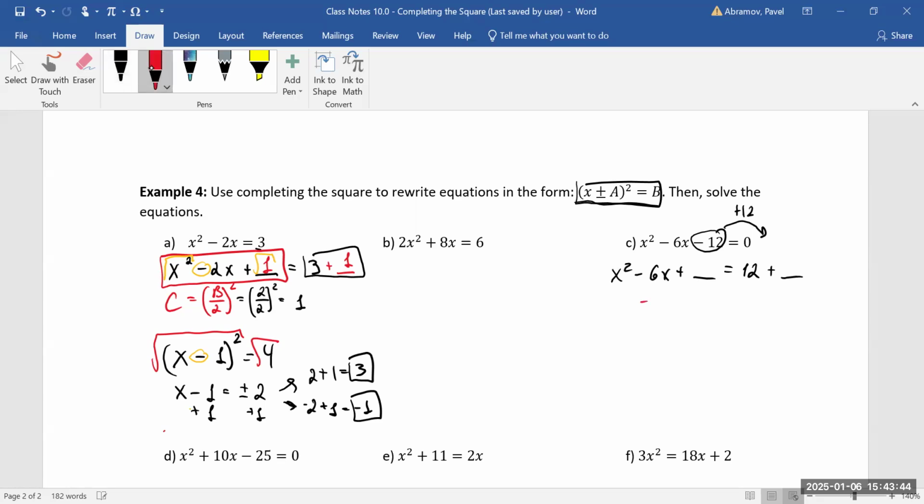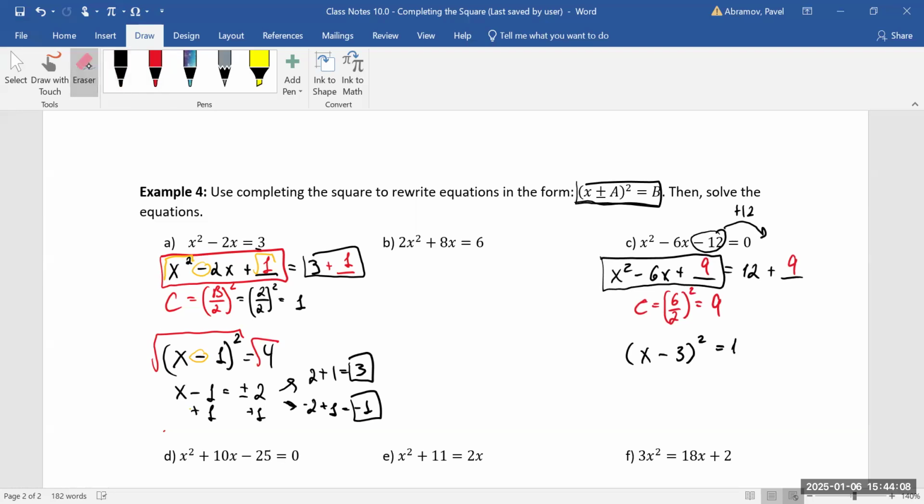Now we need to find that number. So it's going to be 6. So it's our b term. So 6 divided by 2 squared, which is 9. So we add 9 on the left, but we also have to add 9 on the right. Now we're going to condense the left side into x minus 3 squared. On the right side, it's 12 plus 9, which is 21. And we take the square root of both sides. So we end up with x minus 3 equals plus or minus square root of 21.